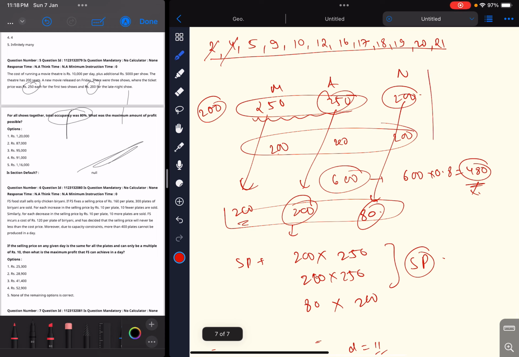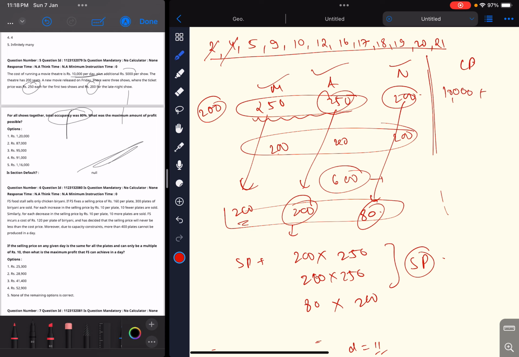Okay, so CP will be what? Let us check CP. CP is basically 10,000 per day, so on one day we are asking 10,000, and 3 shows are there, morning, afternoon, evening, so 5,000 each, 5,000 per show, so 15,000 more. Okay, so this we got 25,000, and the sum of this will be 1 lakh something. It will be 1 lakh 16,000, I guess. 1 lakh 16,000 we'll get, and then on subtracting we'll get 91,000 as the answer. So fourth is the answer.